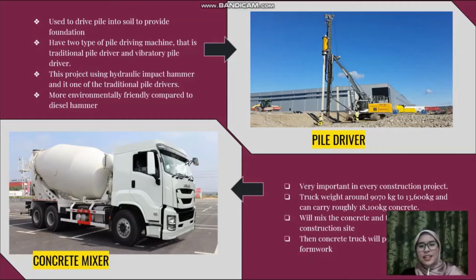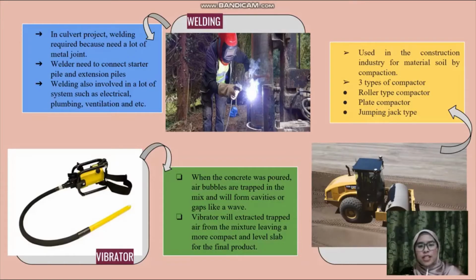The next machinery is welding. In our culvert project, welding is required because it needs a lot of metal joints. The welder needs to connect the starter pile and also the extension pile. Welding also is involved in a lot of systems, such as electrical, plumbing, ventilation, and others.